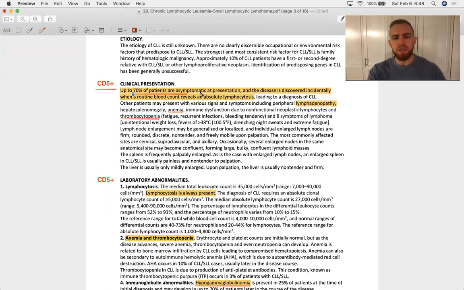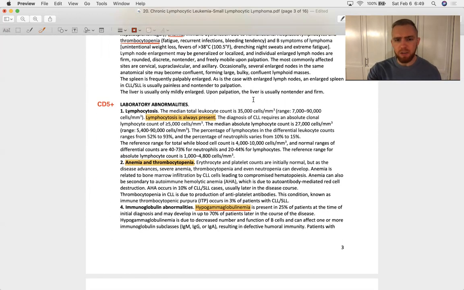70% of patients are asymptomatic at presentation. Routine blood count reveals absolute lymphocytosis. Again, big numbers, 60, 70, 80% lymphocytes in the blood. You're going to get a bone marrow next. When patients start showing symptoms, it's usually due to bone marrow involvement. So anemia, thrombocytopenia, and the resulting fatigue, petechiae, maybe shortness of breath and dyspnea due to that low red cell count.